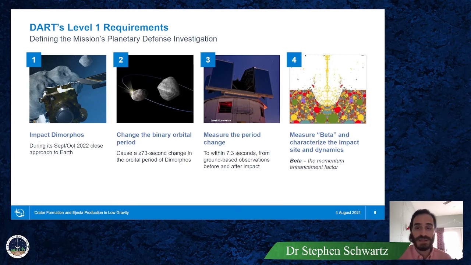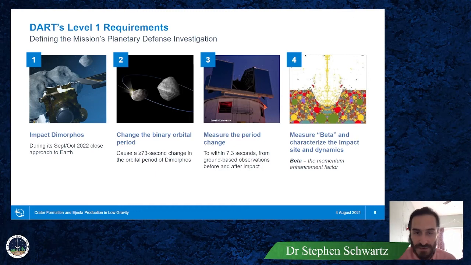And then the fourth one is to be able to characterize the momentum enhancement factor, which comes from what kind of ejecta is produced. So depending on the target, you'll get different ejecta, and if the ejecta goes in the opposite direction of the impact, that enhances the momentum that's transferred to the asteroid.